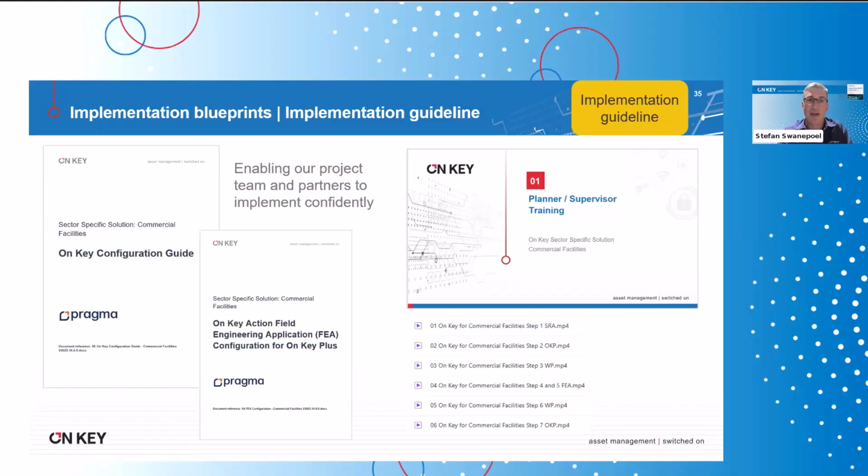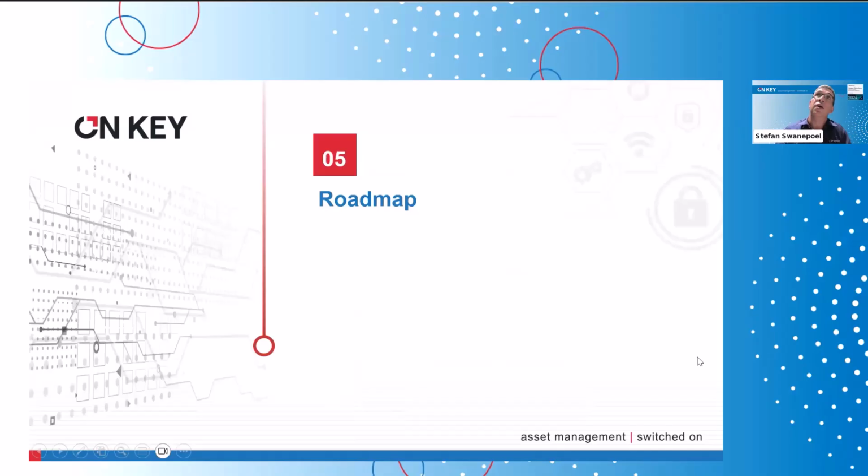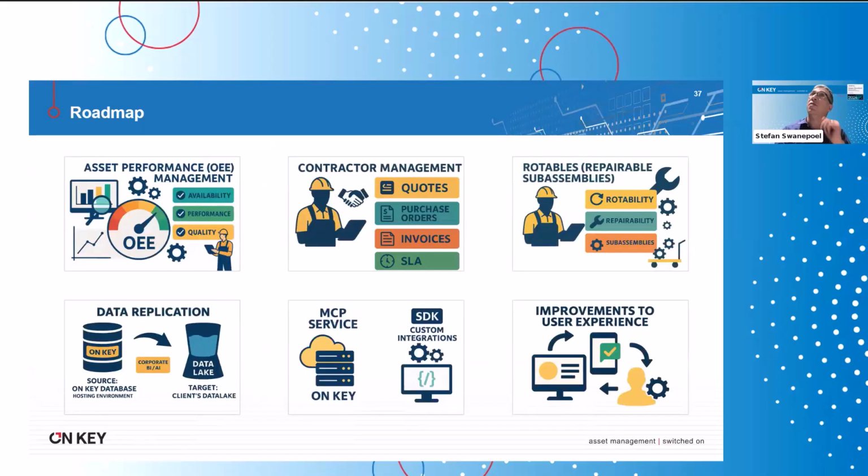Guys, and then maybe lastly, I'll just very quickly keep you in touch in terms of what's happening and the other things that we're busy with that's coming up in terms of the roadmap. Just a few areas to touch on. Something that will be landing quite soon now, John, it's going to be version 17 coming out very shortly now. It is our asset performance OEE management module that will now also become available in OnKey Plus.